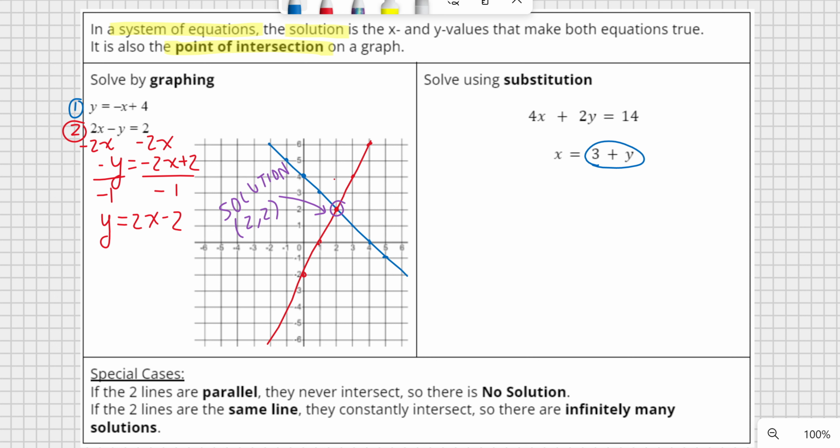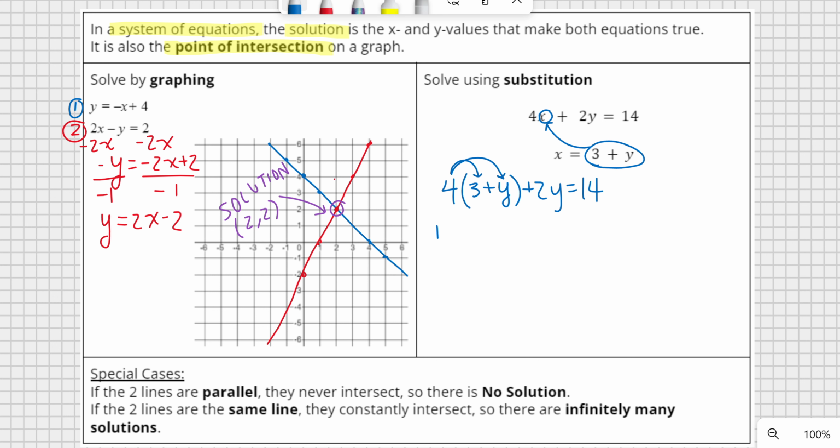So what we can do is take all of that and substitute it in for x in this first equation. So if we did that, this first equation would become 4 times x, which is now 4 times 3 plus y, because that's what we substituted in for x. And then the remainder of the equation is plus 2y equals 14. Then I'm going to use the distributive property to simplify this left part. So it's going to be 4 times 3 and 4 times y.